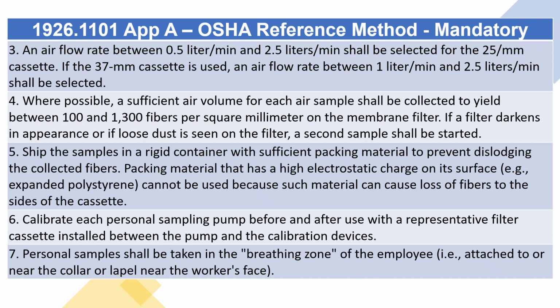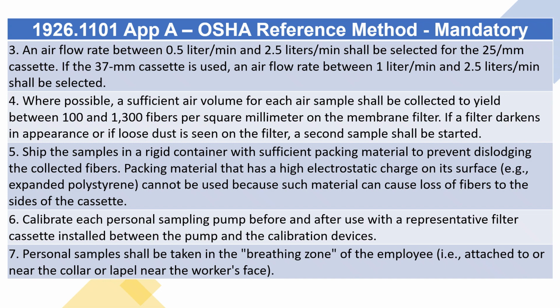If the 37 mm cassette is used, an airflow rate between 1 liter/min and 2.5 liters/min shall be selected. 4. Where possible, a sufficient air volume for each air sample shall be collected to yield between 100 and 1,300 fibers per square millimeter on the membrane filter. If a filter darkens in appearance or if loose dust is seen on the filter, a second sample shall be started. 5. Ship the samples in a rigid container with sufficient packing material to prevent dislodging the collected fibers.